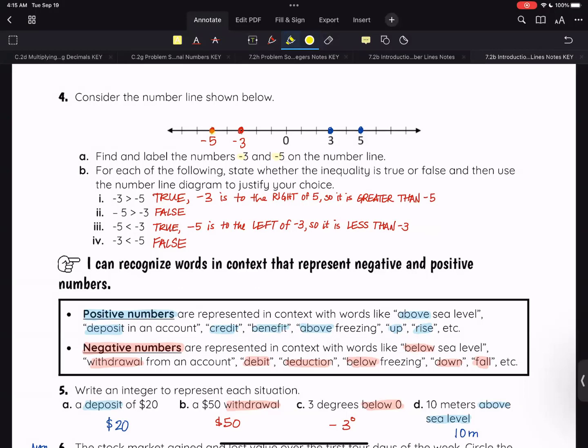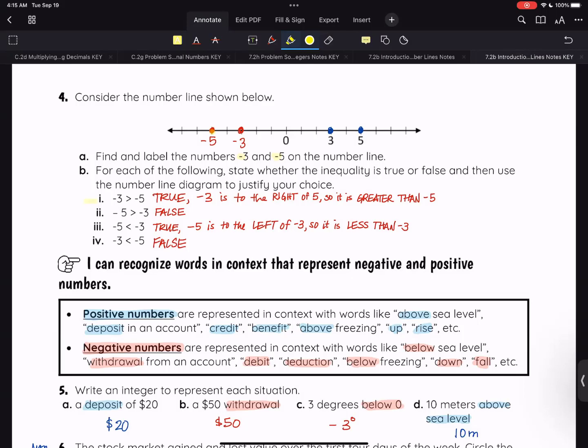So if I want to now consider which ones of these are larger and which ones are smaller, numbers that are smaller are always to the left. So that means negative 5 is smaller than negative 3, and it means that negative 3 is larger than negative 5. So we're going to go find the statements that say that.